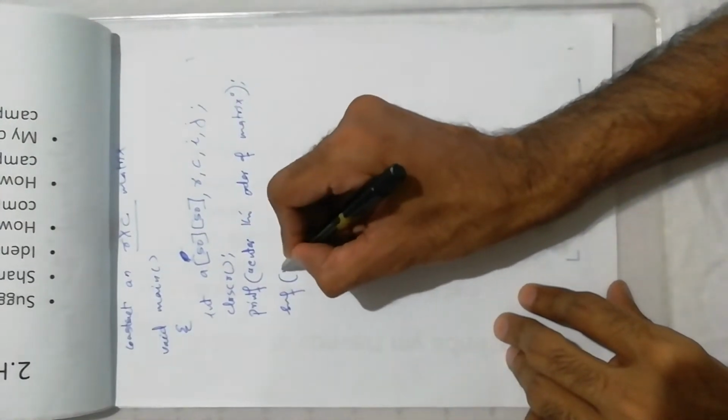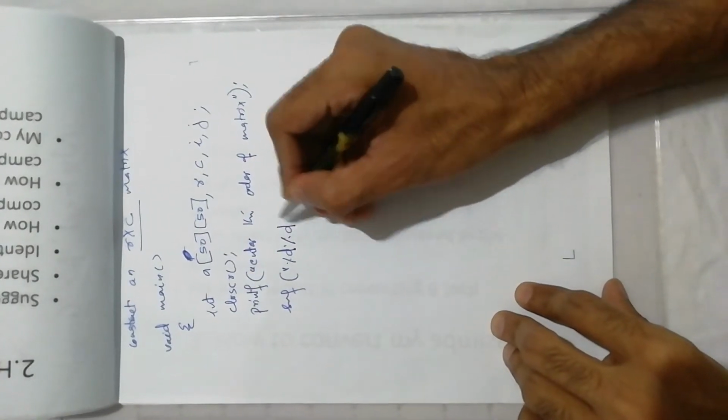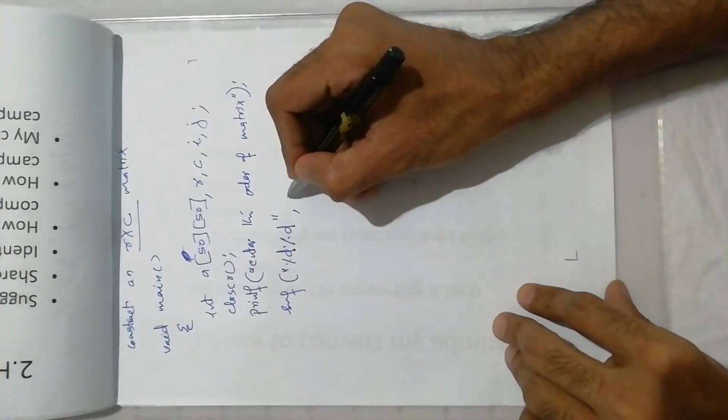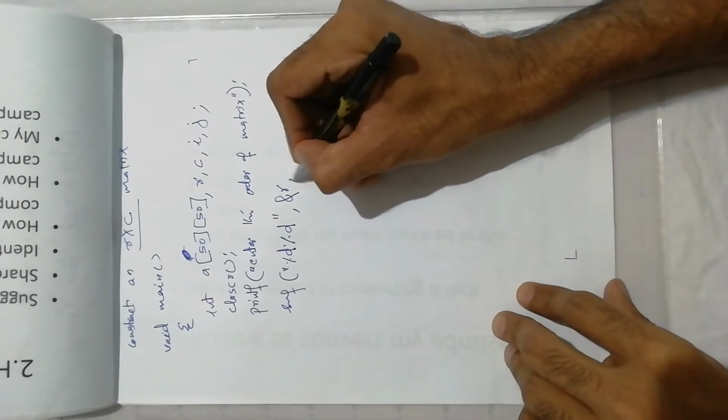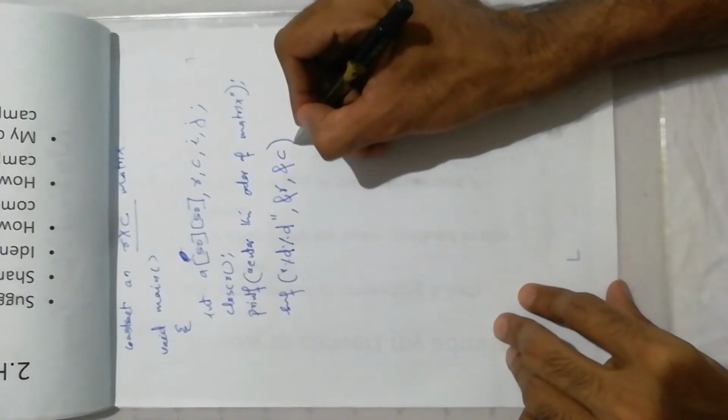scanf %d for number of rows, again %d for number of columns, comma, number of rows should go to the address of R, ampersand R, number of columns should go to the address of C, that is ampersand C.